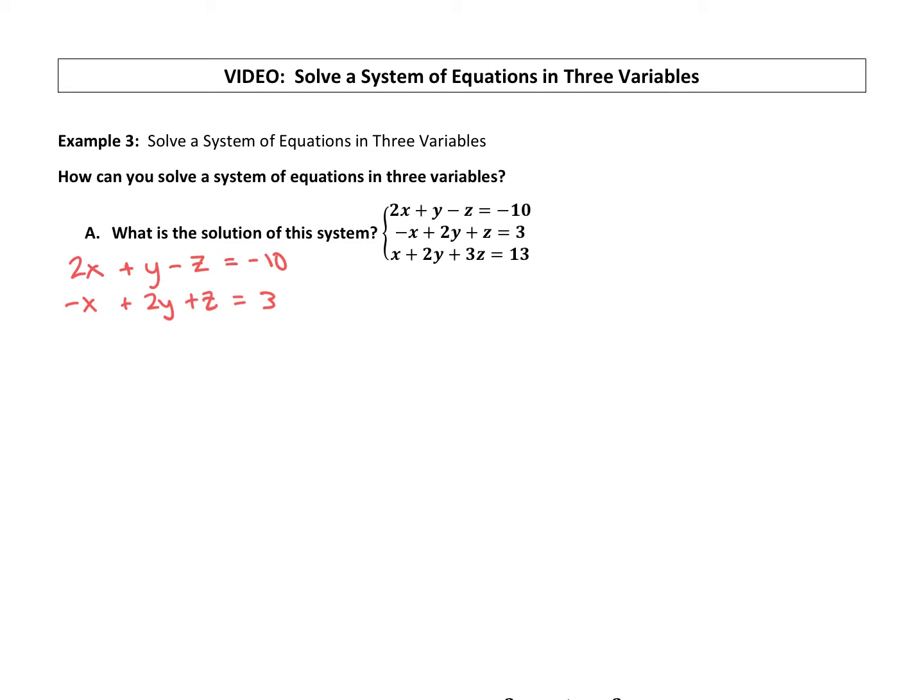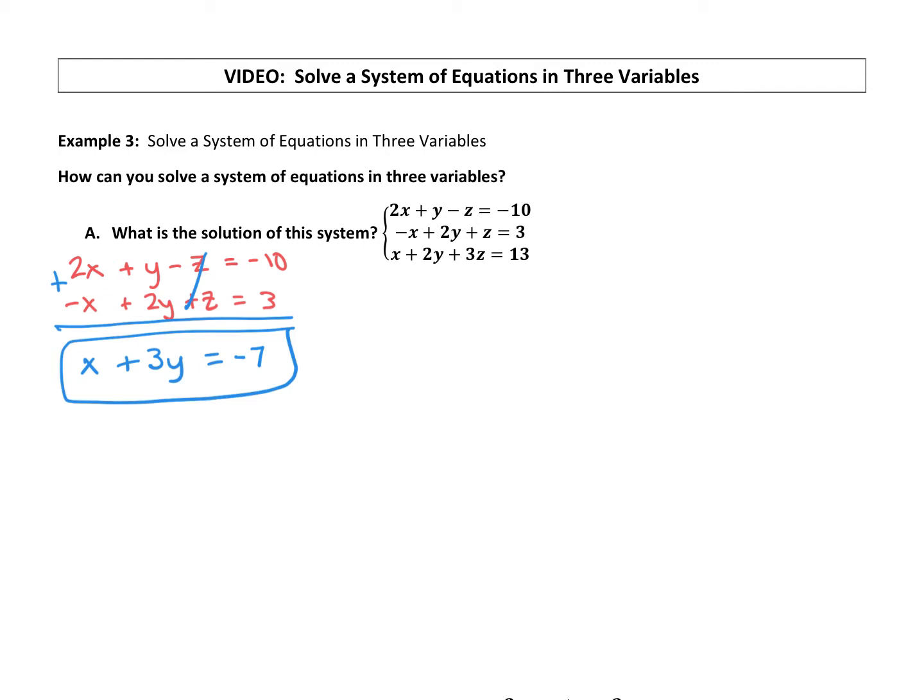I want to eliminate either the x's, the y's, or the z's. Right now, the z's will eliminate quite nicely. A negative z plus z is 0. They cancel away. So I'm just going to go ahead and add these 2 equations. 2x plus negative x is x. Y plus 2y is 3y. Your z's cancel. Negative 10 plus 3 is negative 7. All right. I'm going to need that in a minute, so I want to hang on to that, put a box around it. We need another equation with just an x and a y.